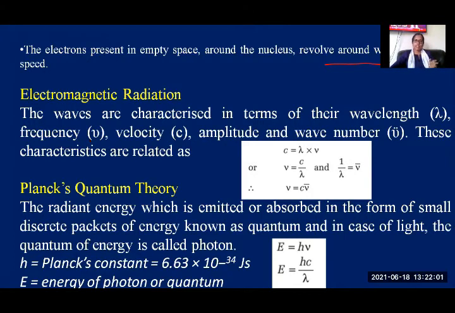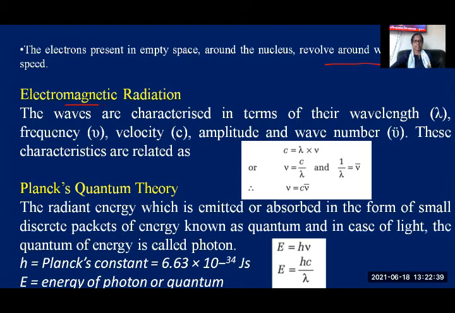Okay, so later some more experiments were carried out which were based on electromagnetic radiations. Based on these experiments, the further fine structure of the atom was developed, which led to the proposal of quantum theory, etc. So what are the experiments that led to the development of this quantum theory? Let us briefly go through them.